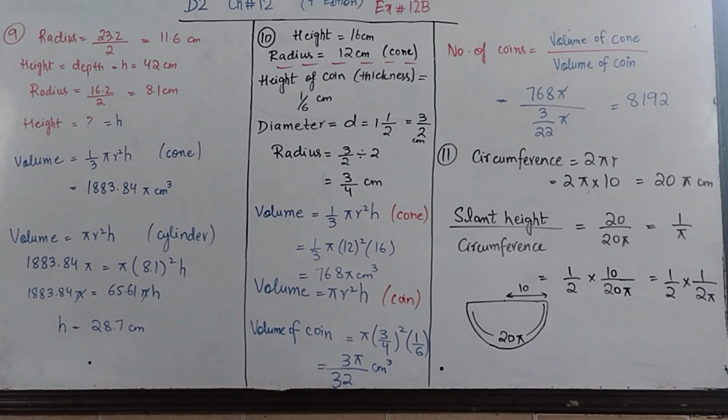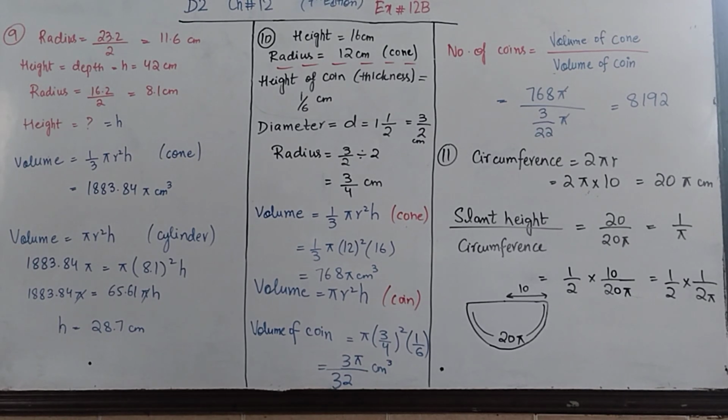For the volume I have written 1883.84 pi, which is the volume of the cone, is equal to pi r, for the cylinder, 8.1 centimeter radius square, and h we don't know, the height of the cylinder, so I put it as it is. Next, on both sides we have pi, so we can cancel it out and find h by dividing both the values, and here is the answer. This is your h, the height of the cylinder.